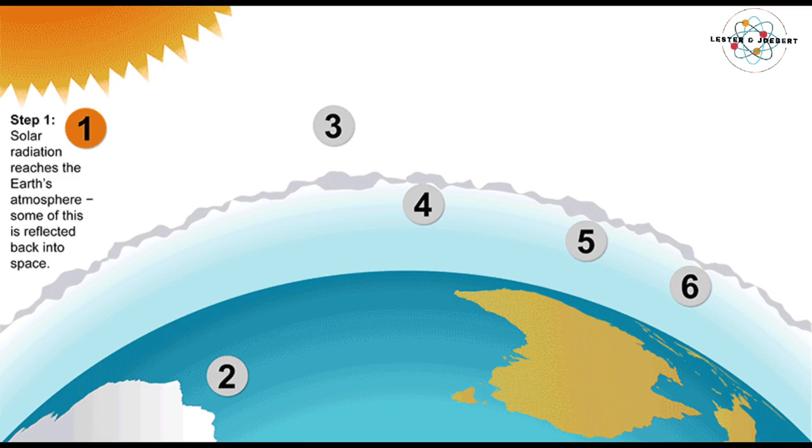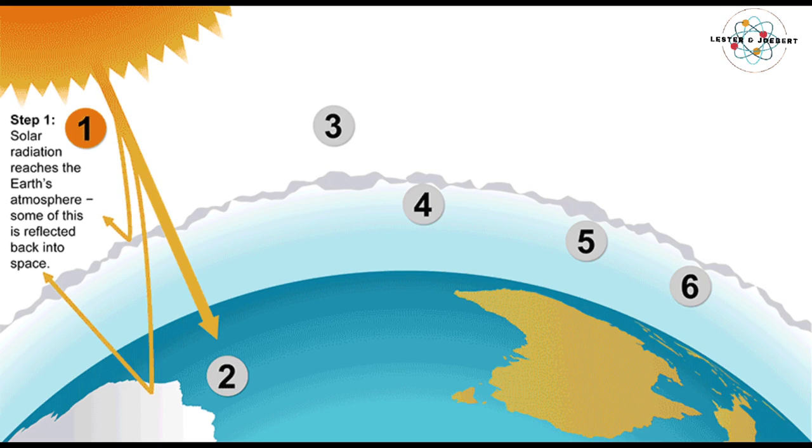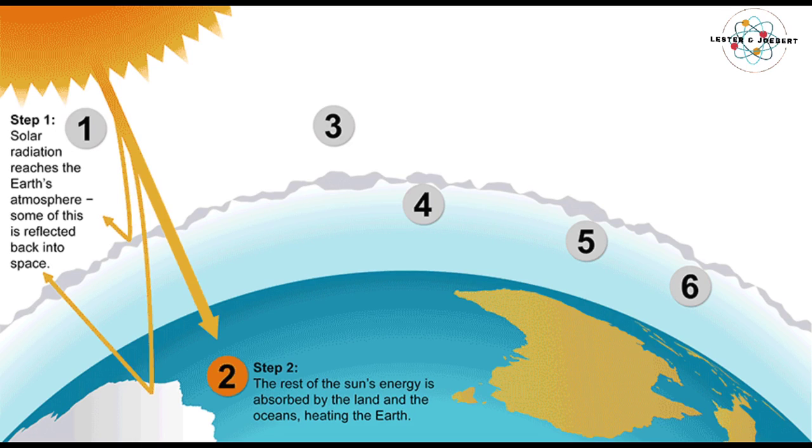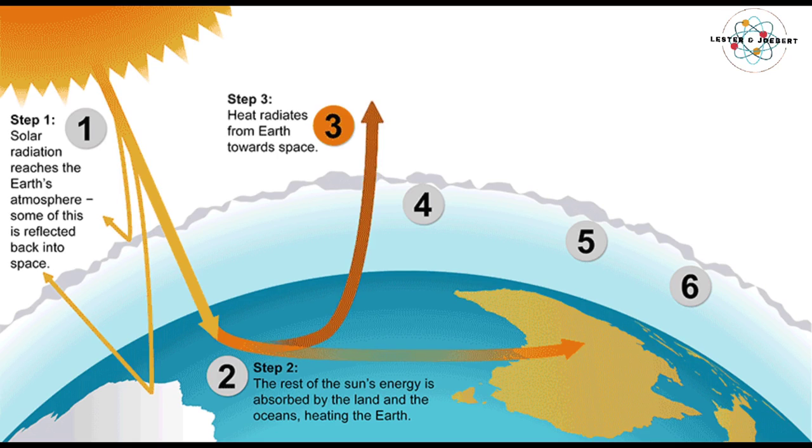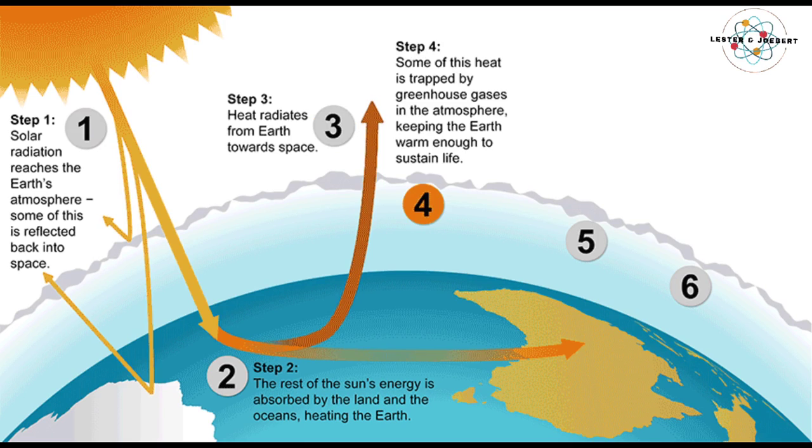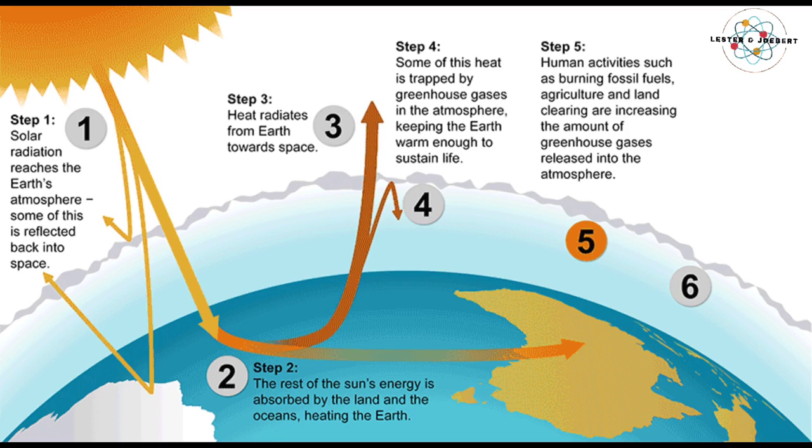The solar radiation reaches the Earth's atmosphere. Some of this radiation is reflected back to space. The rest of the energy is then absorbed by the land and then the oceans, heating the Earth. Heat radiates from Earth towards space. Some of this heat is trapped by greenhouse gases in the atmosphere, keeping the Earth warm enough to sustain life.